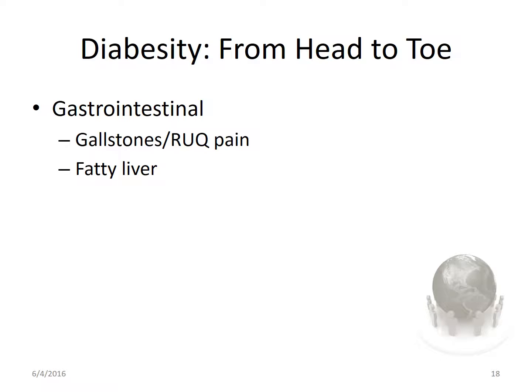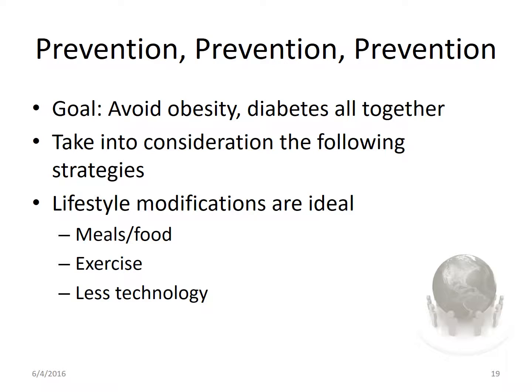Additionally to the gallstones, 1 in 3 obese kids have fatty liver disease or hepatic steatosis. The key here is prevention, prevention, prevention. The goal is to avoid obesity and diabetes altogether.